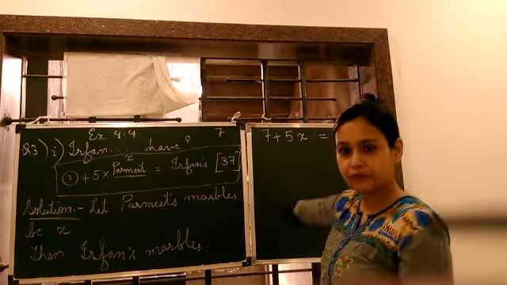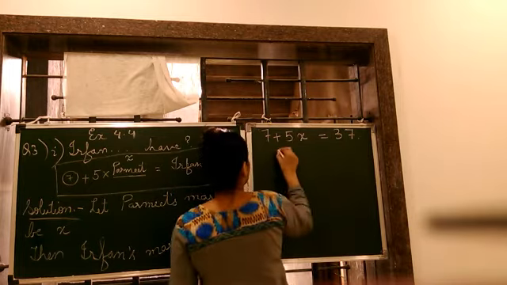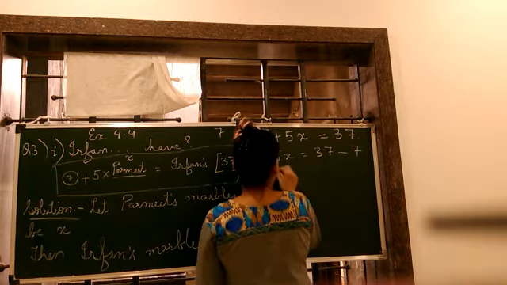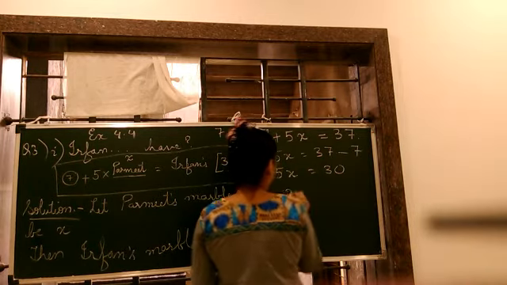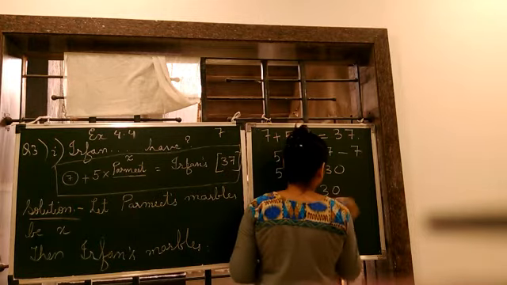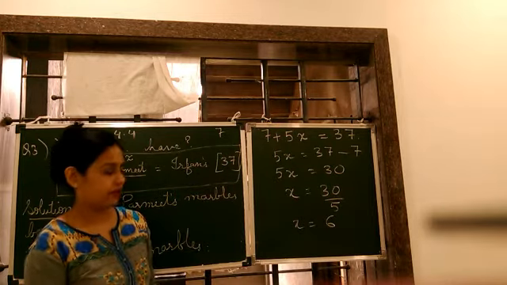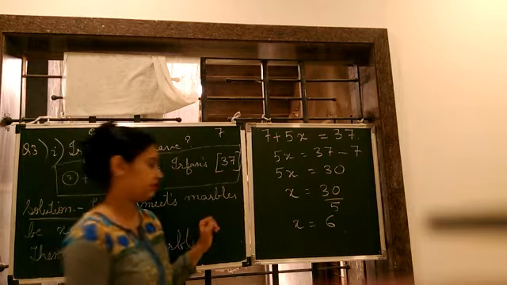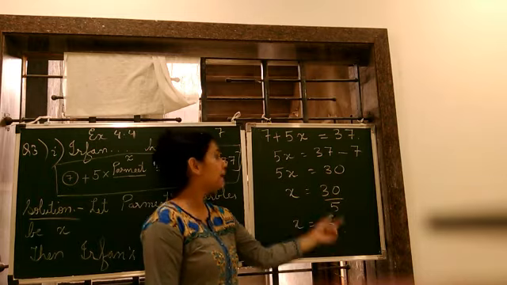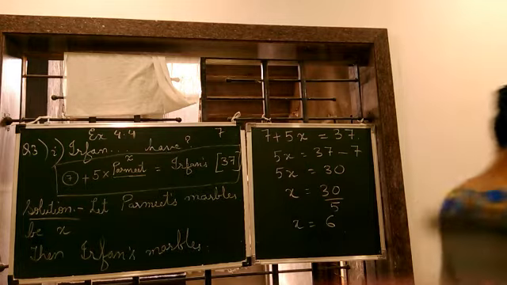First, this 7 will be transposed to the RHS. So 5x is equal to, it is positive, it becomes negative, 5x is equal to 30. Now 5 will transpose to the RHS. It is a multiplication, it will become division. So the value of x is equal to 6. So Parmeet is having how many marbles? 6 marbles. And how many marbles is Irfan having? 5 into 6, 30 plus 7, 37. Can you see? Yes. So our answer is correct.